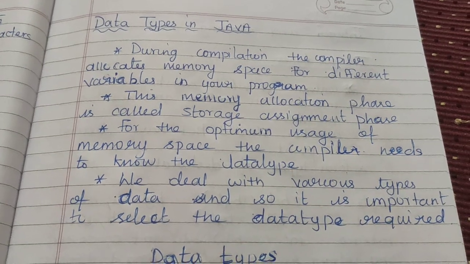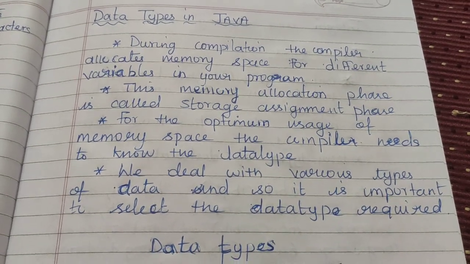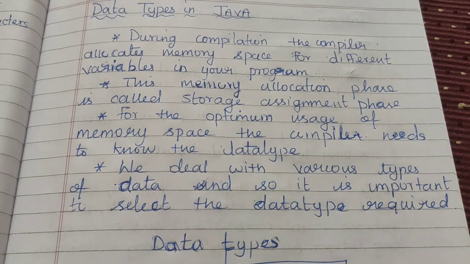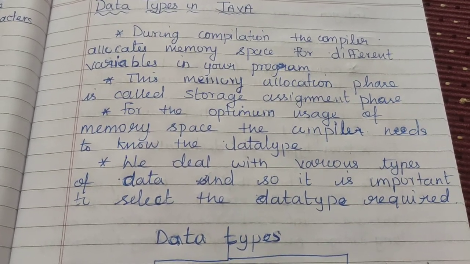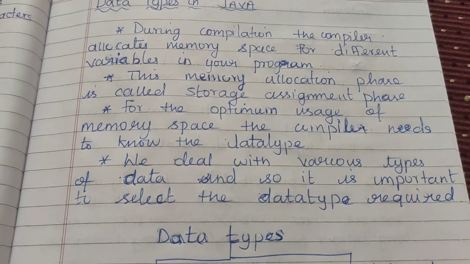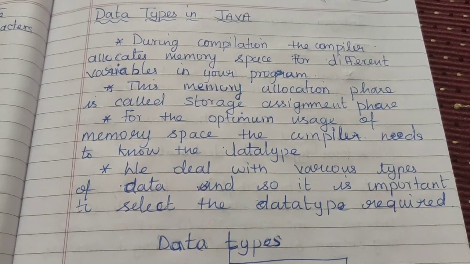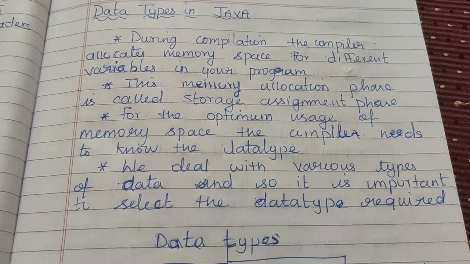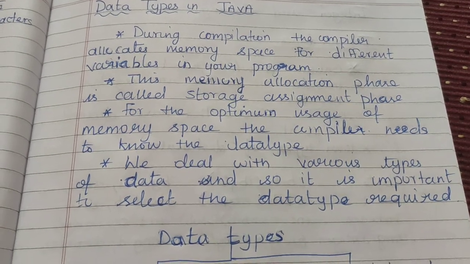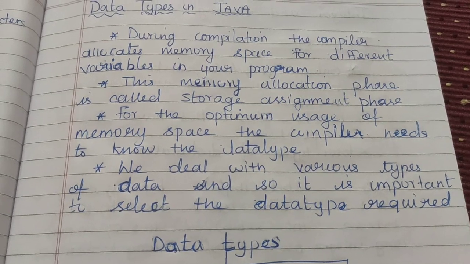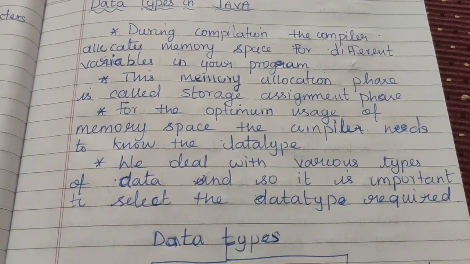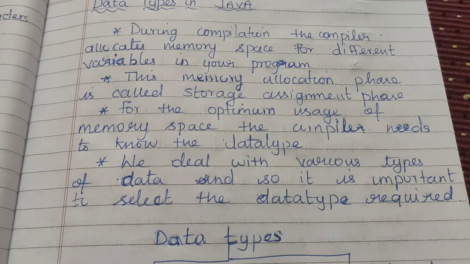Whenever you write a program, that is, create a program, the compiler allocates some memory space for that particular type of data. In our program we are using different types of data, that is numbers, characters, and like that. So each data will be allocated different memory space.